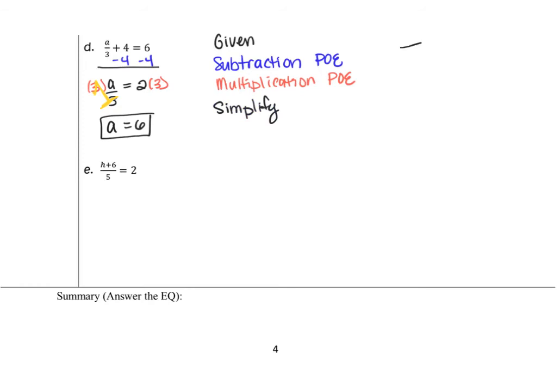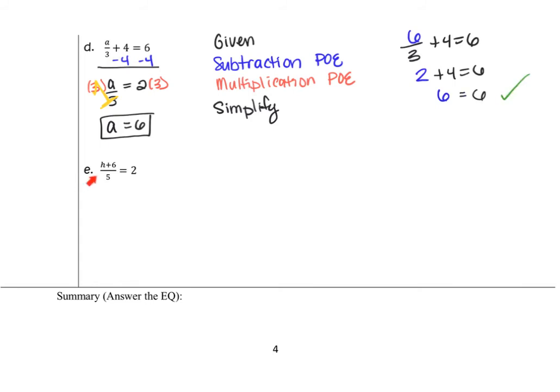So now let's check my answer. So here's my original equation. I'm going to substitute in my answer of 6. So 6 divided by 3 is 2. And then 2 plus 4 does equal 6. So I know my answer is correct.